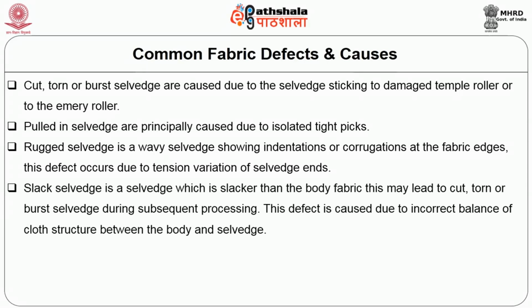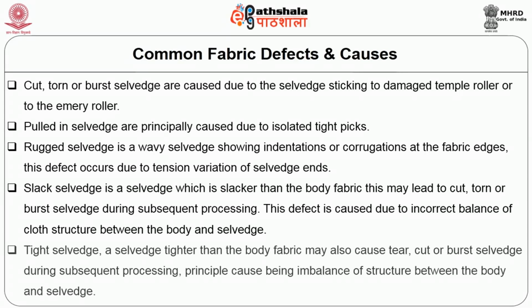Slack selvage is a selvage which is slacker than the body fabric. This may lead to cuts, tear or burst during subsequent wet processing. This defect is caused due to incorrect balance of cloth structure between the body and the selvage. Tight selvage: a selvage tighter than the body fabric may also cause tear, cut or burst during subsequent processing. Principal cause being imbalance of structure between the body and selvages.